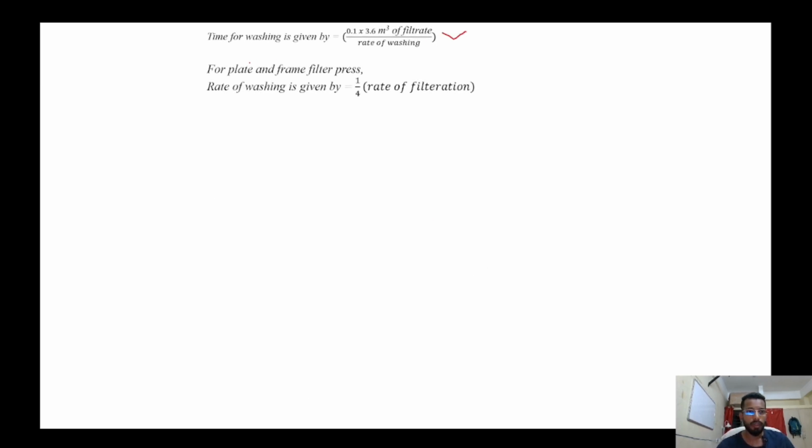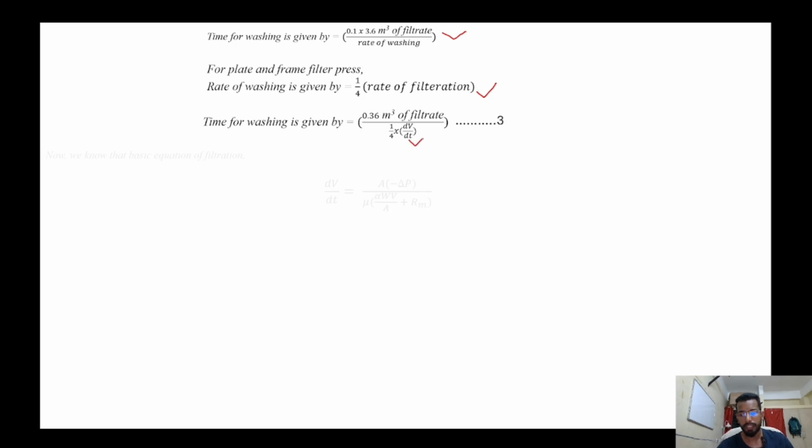Now for a plate and frame filter press, the rate of washing is 1 by 4 of the rate of filtration, but for a batch filter, the rate of washing is equal to the rate of filtration. So remember this concept. So the time of washing will be 0.36 meter cube of filtrate divided by 1 by 4 of dV by dt, which is the rate of filtration.